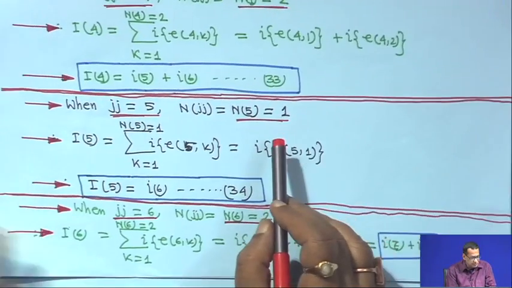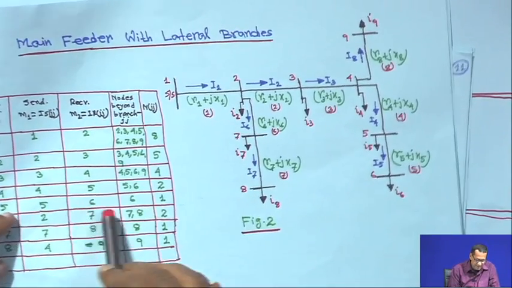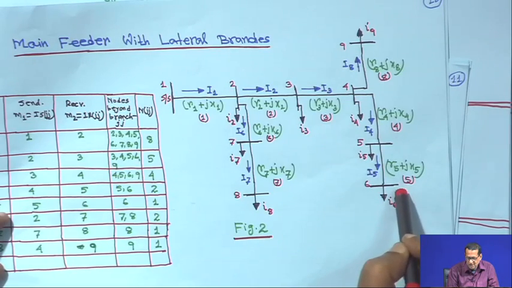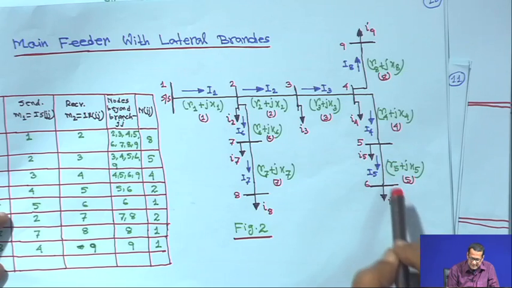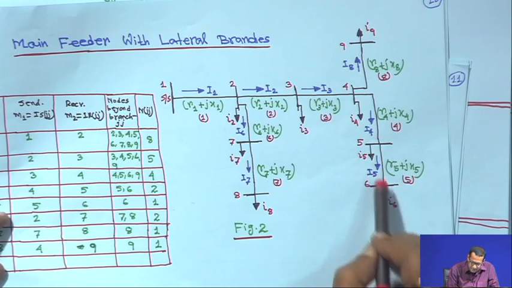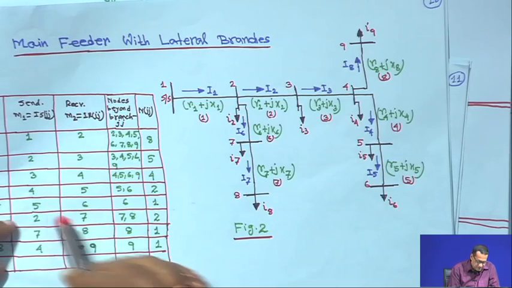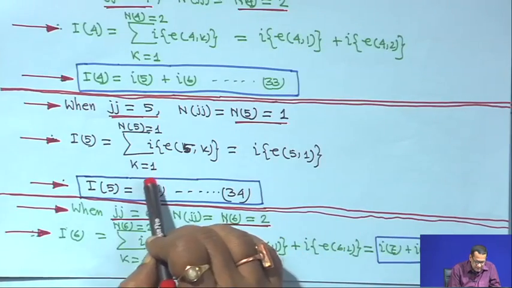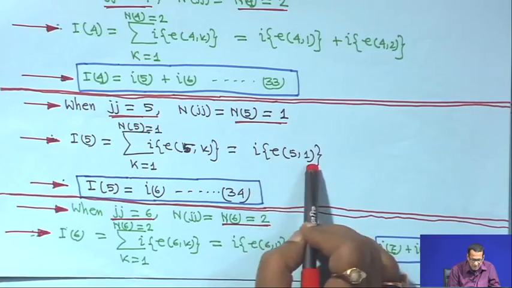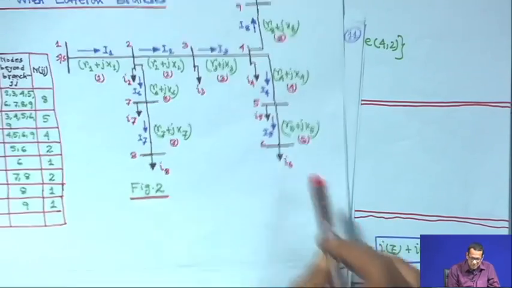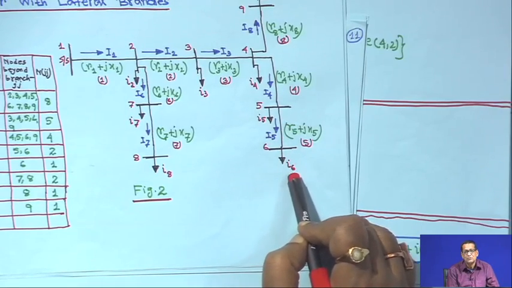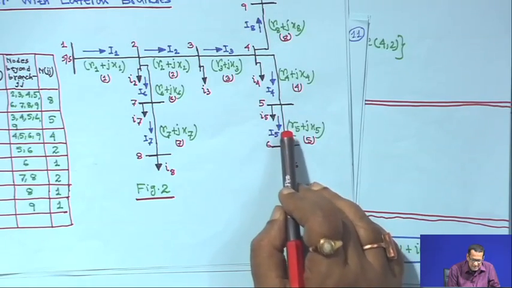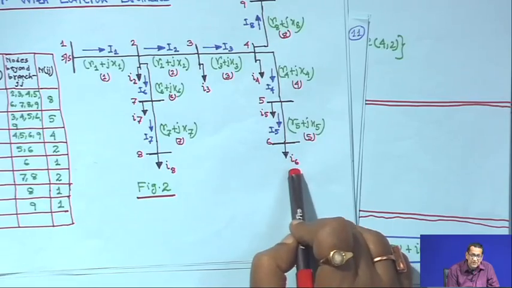Similarly, when Jj is equal to 5, branch 5, beyond this branch there is only one node. This branch is receiving node 1 itself, the load current, that is I6. There is no other branch beyond this, so only this current is there. That means capital I5 is equal to small I6. So, it is only one node and N5 is equal to 1. Therefore, k is equal to 1, N5 is equal to 1, I e51. So, actually I5 is equal to I6. This is the branch current, and the same current is going to the load, because this is the last branch of these lateral branches. That is why I5 is equal to I6.